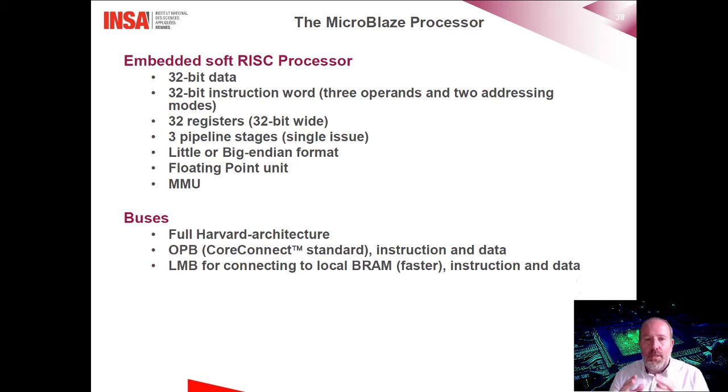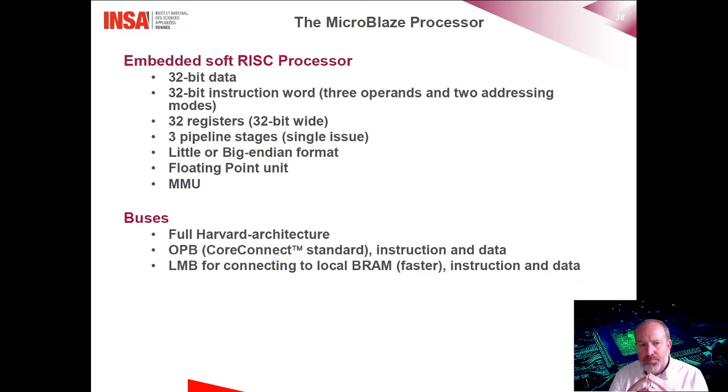The MicroBlaze processor is an embedded RISC processor. Remember that RISC stands for Reduced Instruction Set Computer. It is a 32-bit processor, meaning that it can work on data which are coded into 32 bits. It also considers 32-bit instruction words with 3 operands and 2 addressing modes. It's a small architecture that is composed of 32 registers that are 32 bits wide each. This processor features 3 pipeline stages, and it works in either little or big endian format.